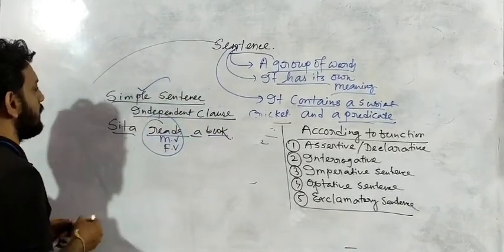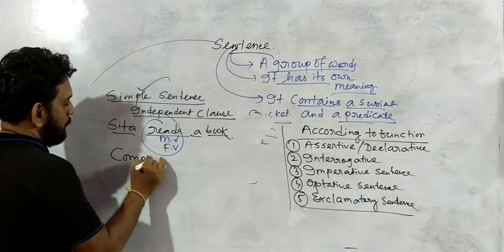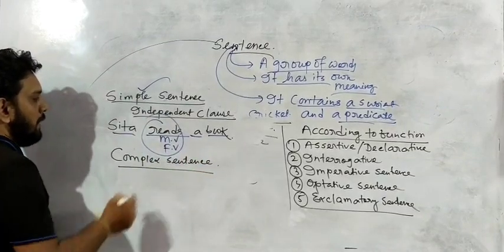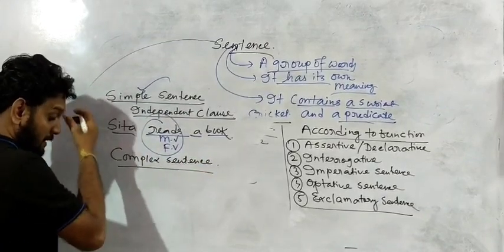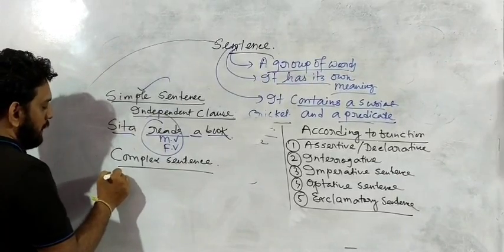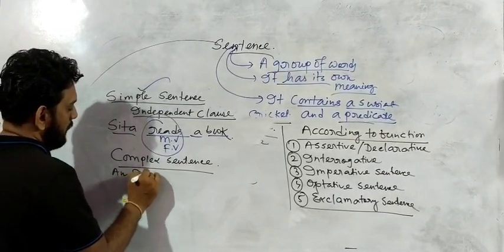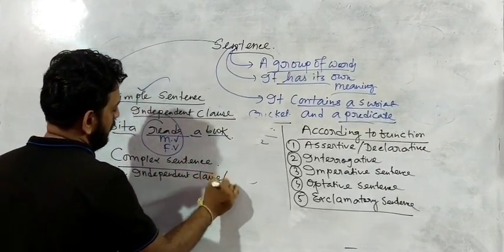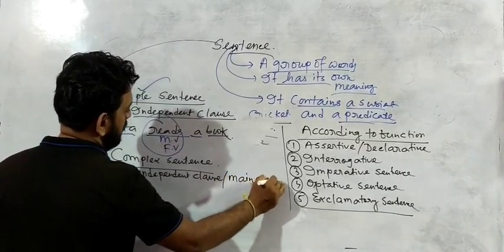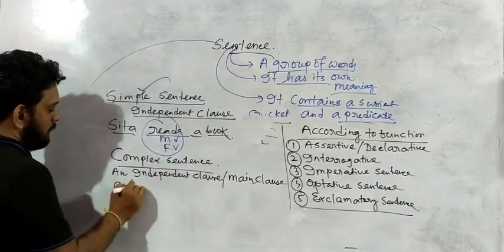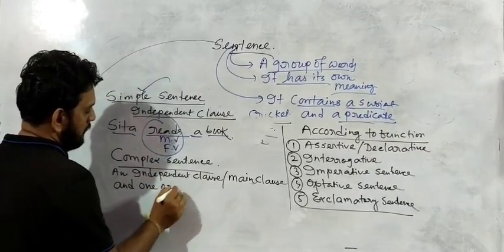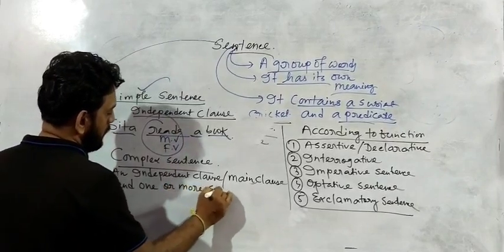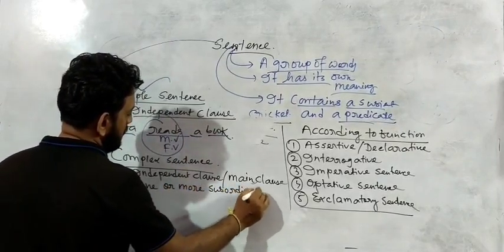Next one is the complex sentence. What is a complex sentence? Write down complex sentence. Always you should remember, a complex sentence contains an independent clause or main clause and one or more subordinate clauses.